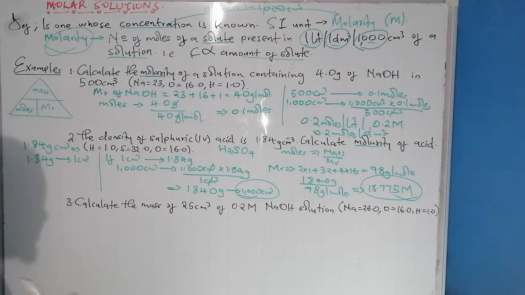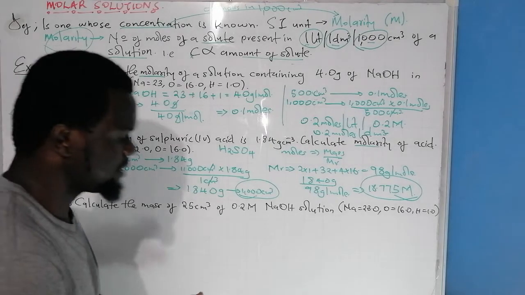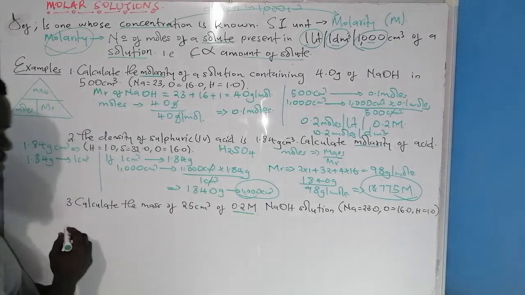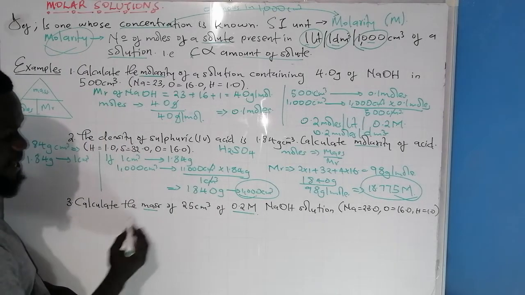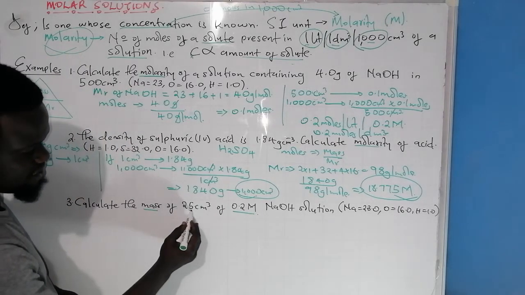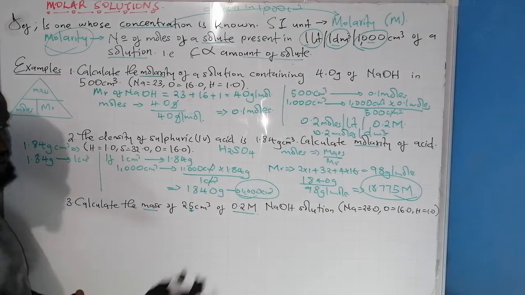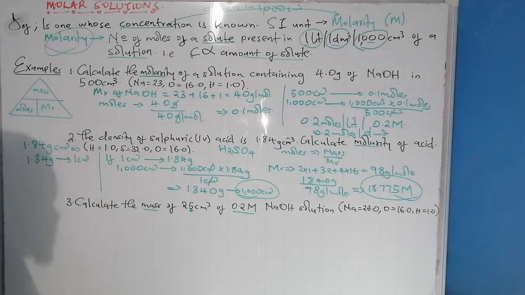Let us get into the final one. Calculate the mass of 25 cubic centimeter of 0.2 molar sodium hydroxide solution. In this case, we are given the molarity and we are asked to calculate the mass. This 25 cubic centimeter is the volume of sodium hydroxide that we're going to use from this 0.2 molar solution.